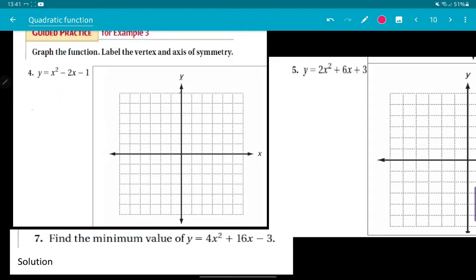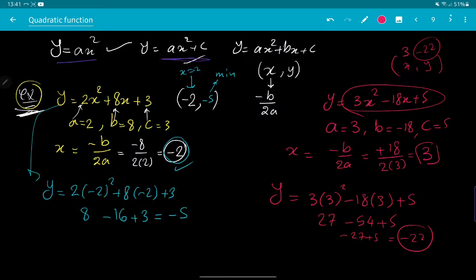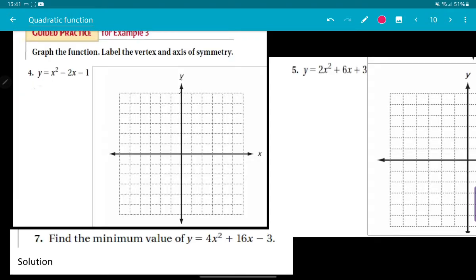It's not 0, it's the x of the vertex, the vertex that we did in the previous page. First, a equals 1, as you see. B equals negative 2. C equals negative 1. Now x equals negative b over 2a. So it's negative negative 2, which is 2, over 2 multiplied by 1, which is 2, so the answer is 1. So x equals 1. To get y, substitute by this here.